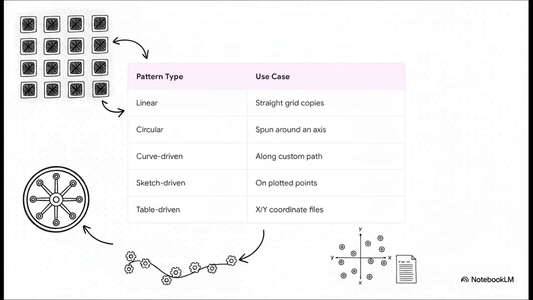And to truly grasp the sheer scale of what this software can do, just look at the pattern tools. These eliminate so much repetitive manual work. I mean, if you need 50 identical air vents on a product, you are not drawing them 50 times. You'd use a linear pattern for a straight grid, a circular pattern for something like wheel spokes, a curve-driven pattern to follow a custom wavy path, or even a table-driven pattern to drop features onto exact X and Y coordinates imported right from a text file.